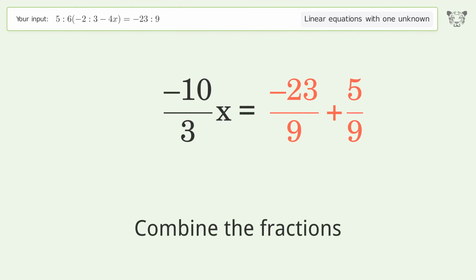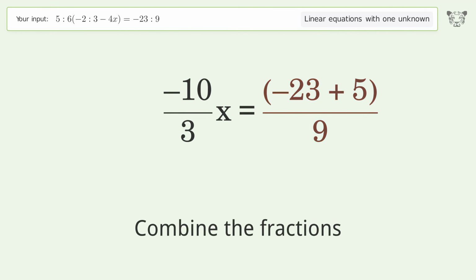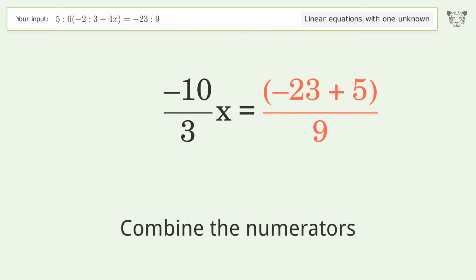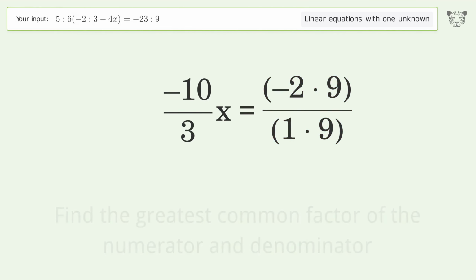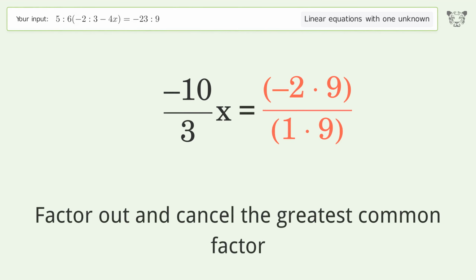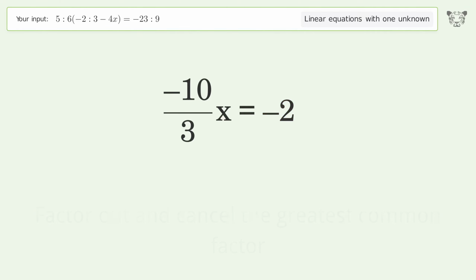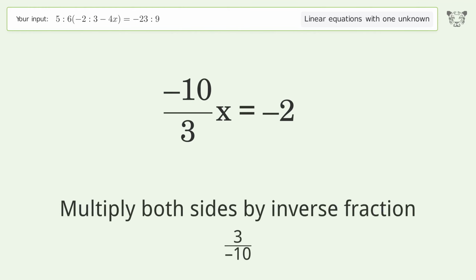Combine the fractions. Combine the numerators. Find the greatest common factor of the numerator and denominator. Factor out and cancel the greatest common factor. Isolate the x. Multiply both sides by inverse fraction 3/10.